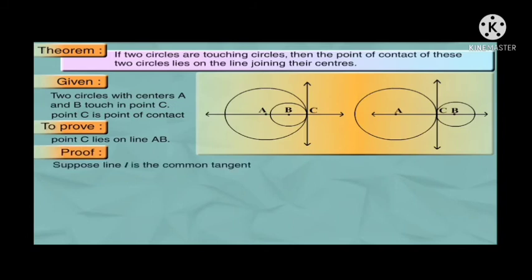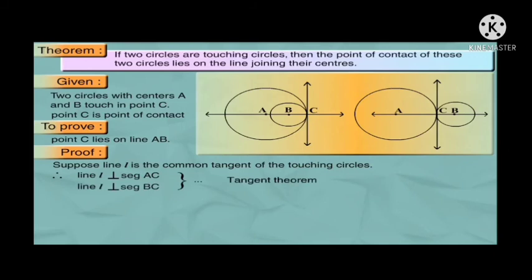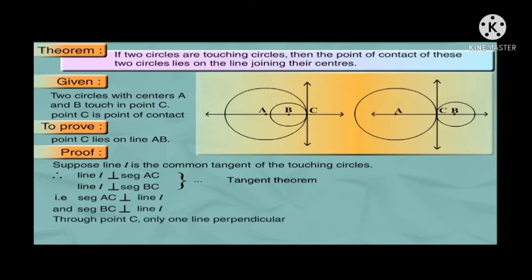Proof. Suppose line L is the common tangent of the touching circles. Therefore, line L is perpendicular to segment AC. Line L is perpendicular to segment BC according to the tangent theorem. That is, segments AC and BC are perpendicular to line L. Through point C, only one line perpendicular to L can be drawn. Therefore, points C, A and B are collinear. That is, point C lies on line AB.